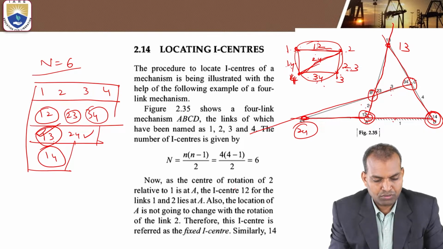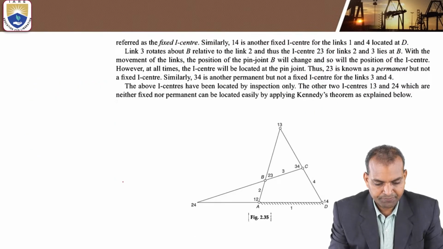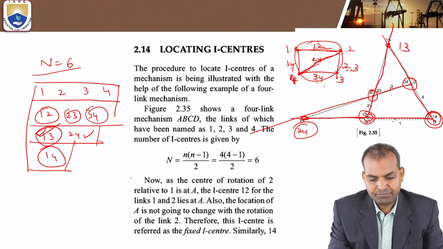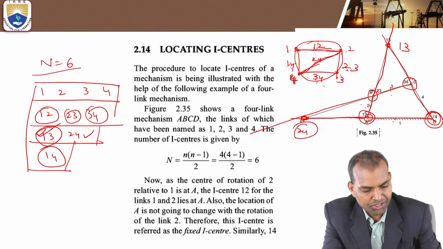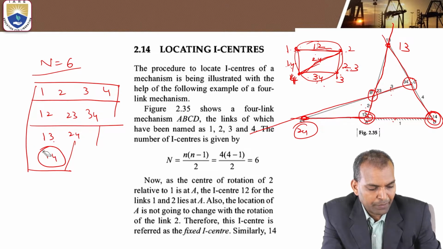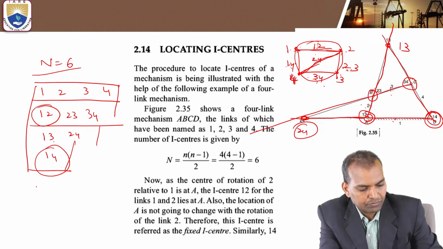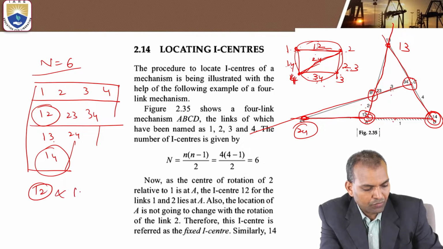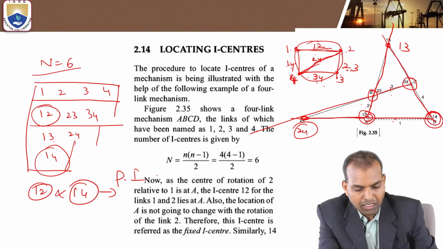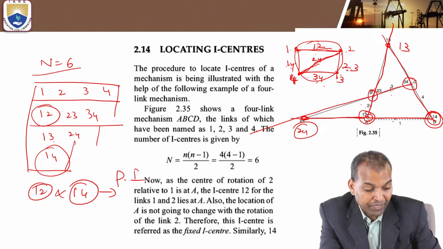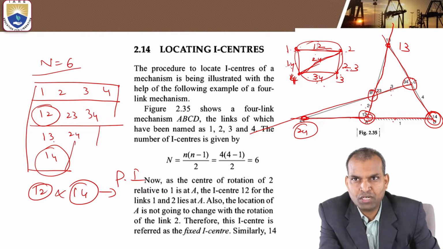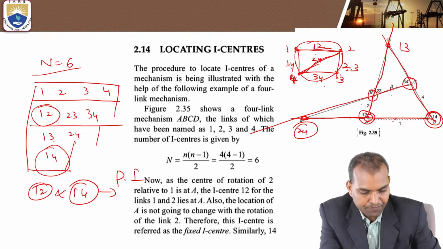Okay. So this is what we have studied in the last class. One thing is that among these I centers, as we marked here, 1 2, what are the permanent I centers in this? The permanent I centers are 1 2 and 1 4. 1 2 and 1 4 are permanent I centers. Next, fixed I centers: 1 2 and 1 4 are fixed I centers.